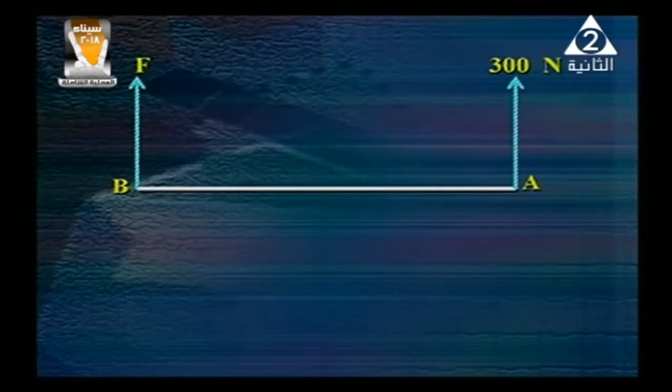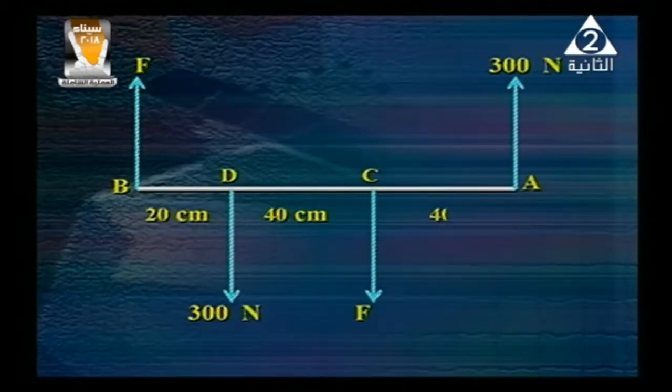Look at the student. AB has length 100. C and D: C is far from A by 40 centimeter, and D is 20 centimeter from B. We have two forces F at points C and B, and two forces of 300 Newton and 300 Newton act on A and D.